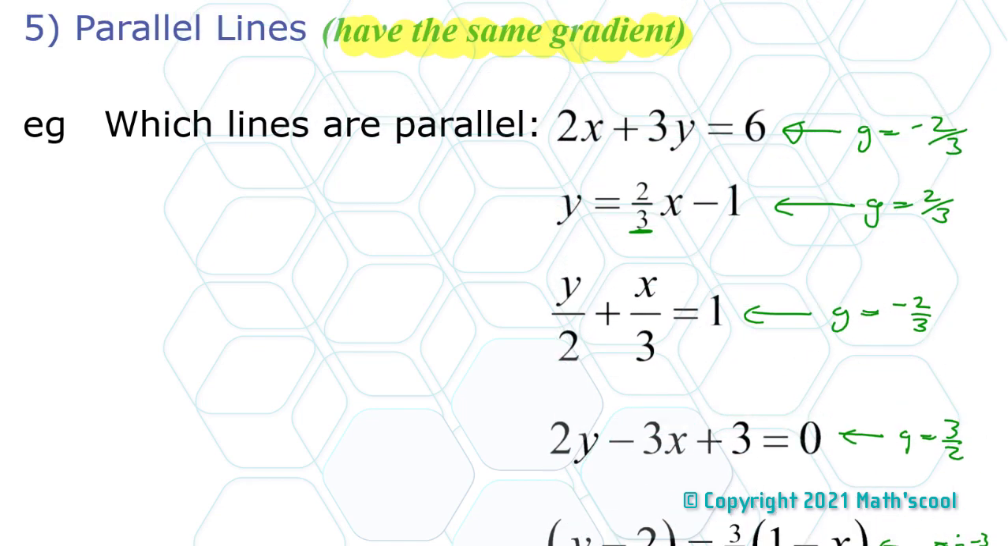So we're looking for the parallel lines. They'll have the same gradient. And so these two have the same gradient. So these two are parallel. These two are parallel lines. Those two are parallel to each other.